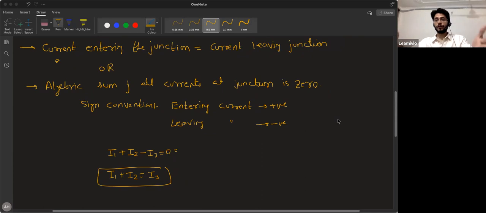Electromagnetic waves is the combination of all the first 7 chapters. Whatever you are doing in all the first 7 chapters, you will combine them and study that in electromagnetic waves.